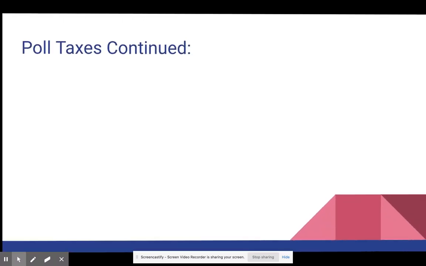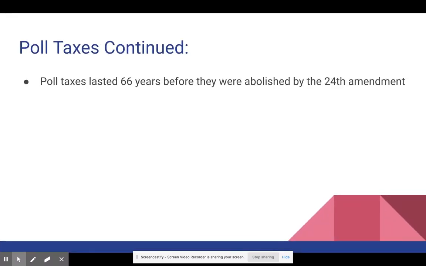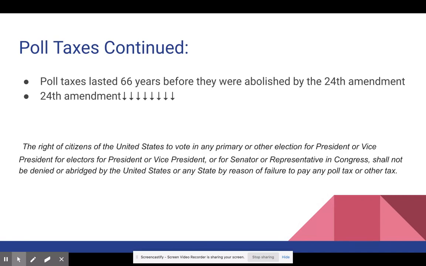So let's continue. So poll taxes lasted 66 years before they were abolished by the 24th Amendment and a little bit of the Civil Rights Act of the 1950s and 60s. And so yes, this is what the 24th Amendment said.